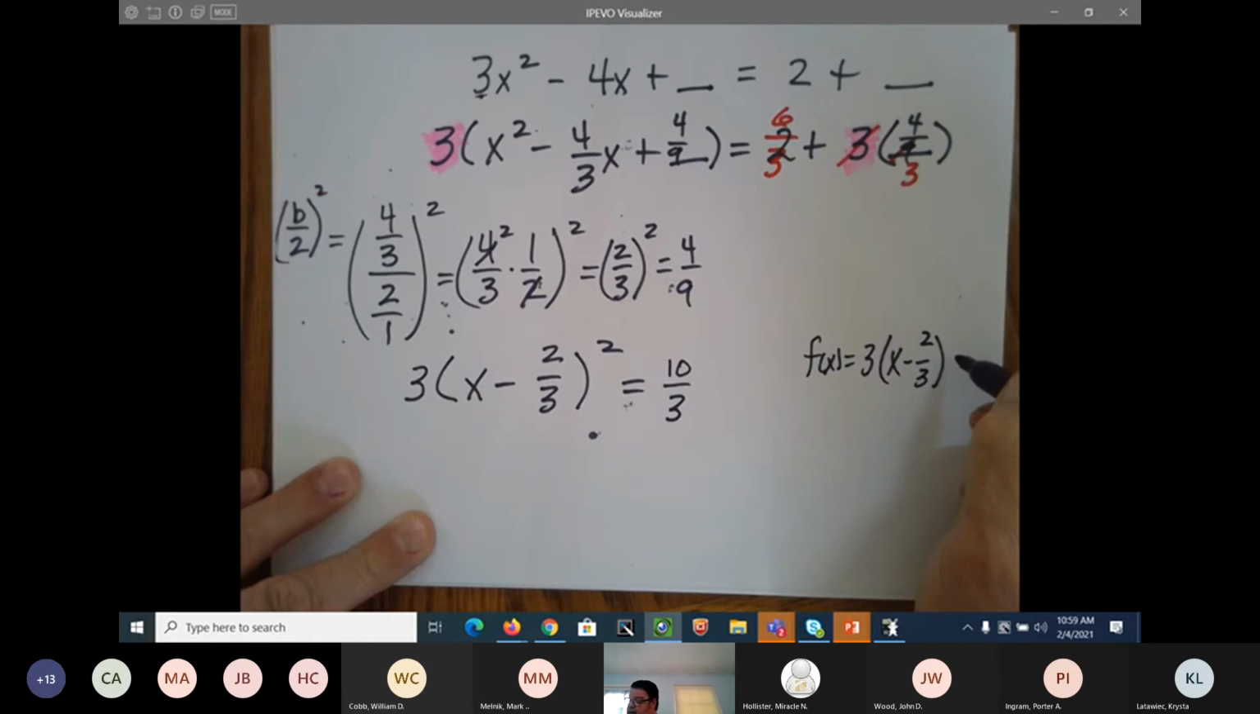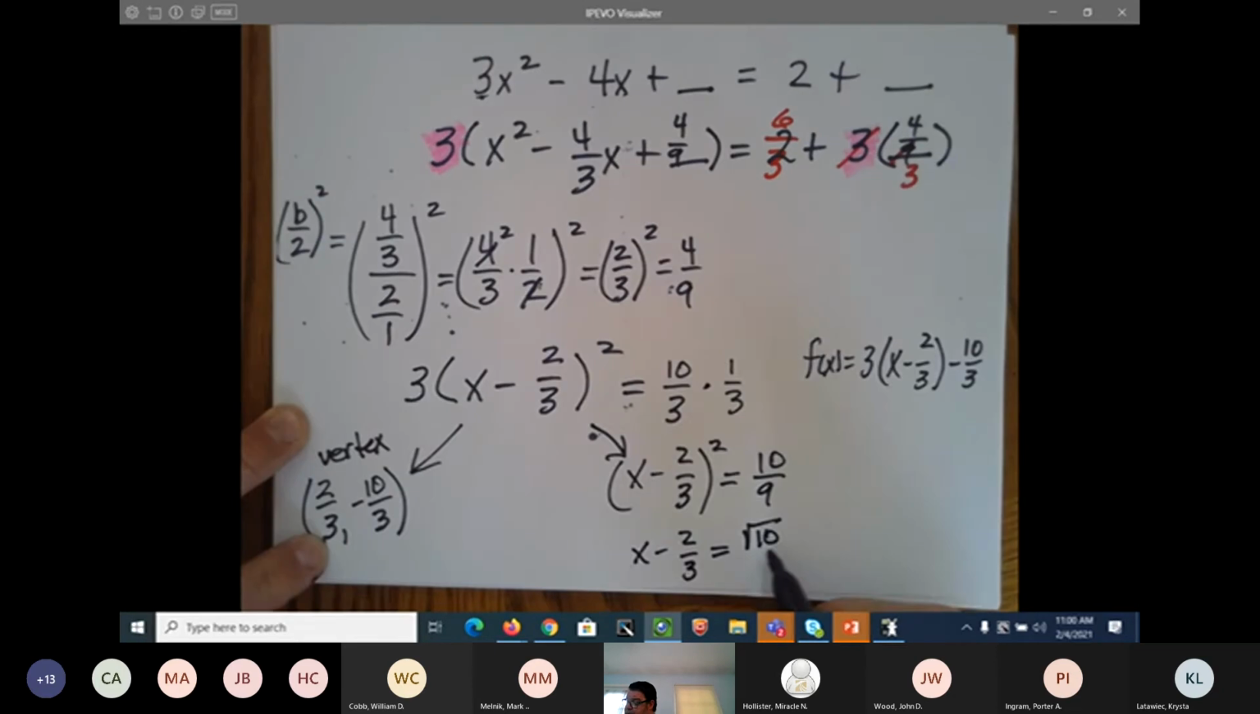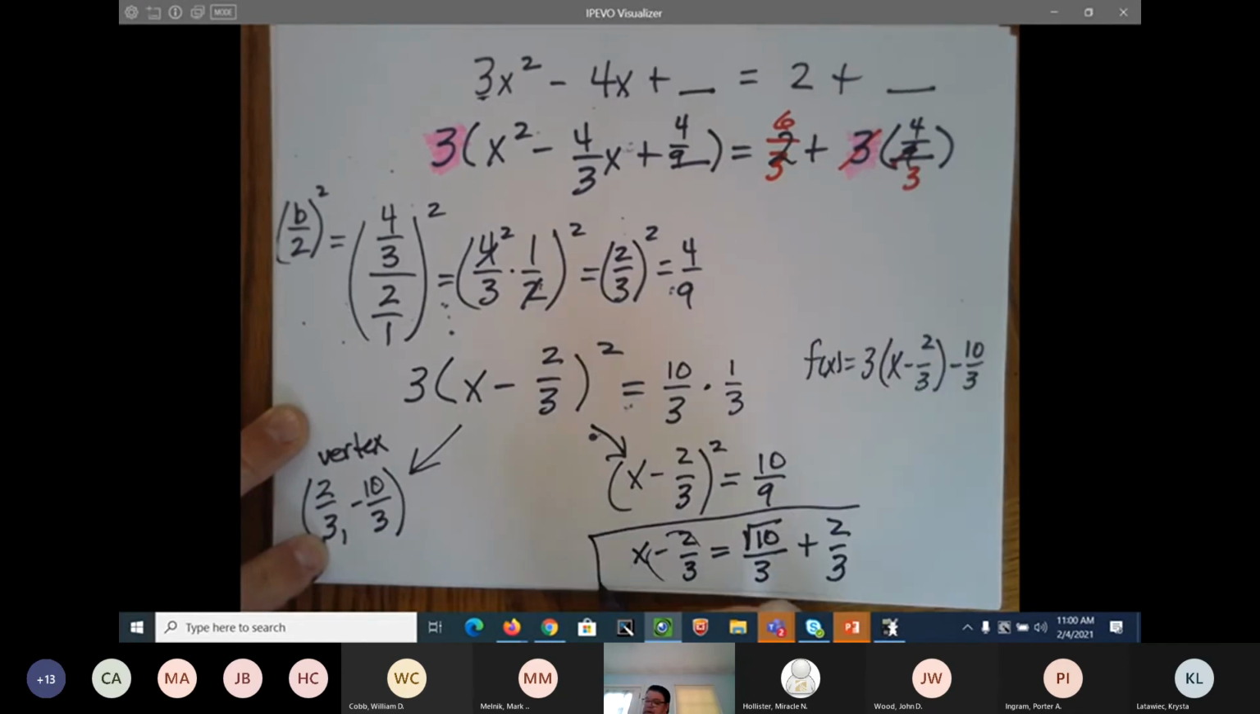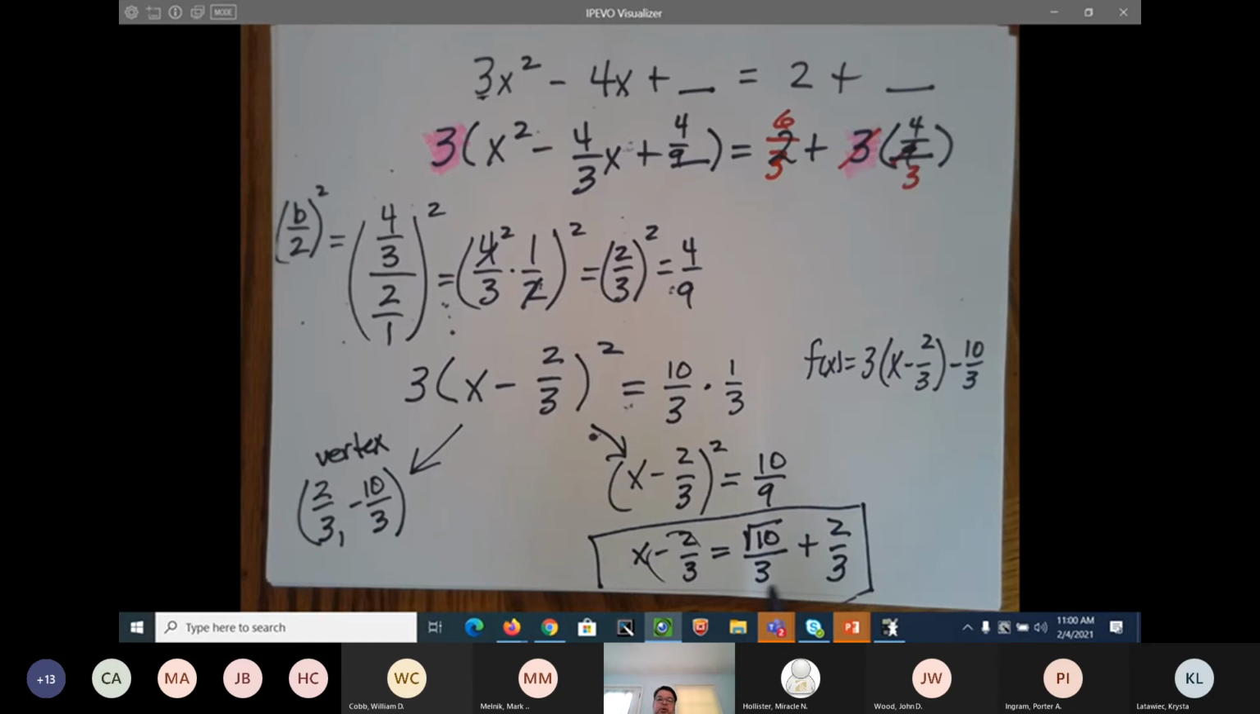And let's solve it. So I'm going to divide by 3, which means I multiply by 1/3. And that gives me x minus 2/3 quantity squared is equal to 10/9. Take the square root of both sides. X minus 2/3 is equal to the square root of 10 over 3. Bring that 2/3 over, plus 2/3, and you can finish that by radicals or by decimal. Okay, that's what you do when you have a problem like I was just showing you.